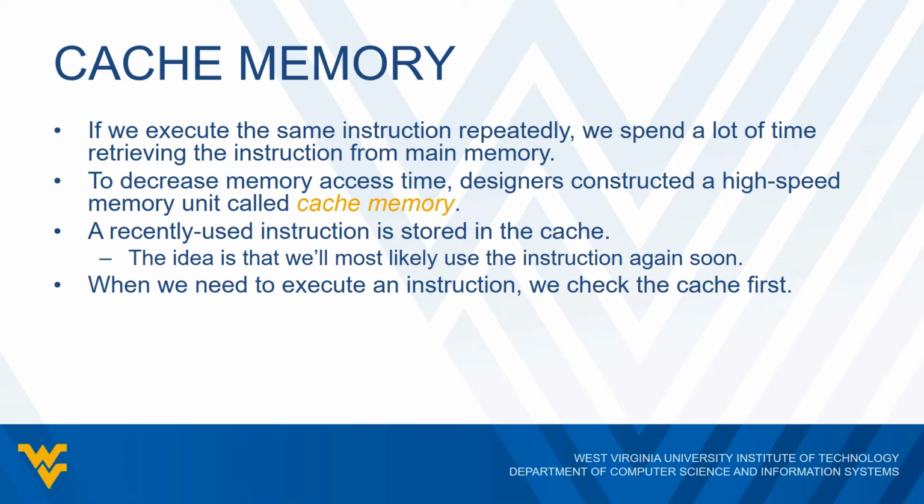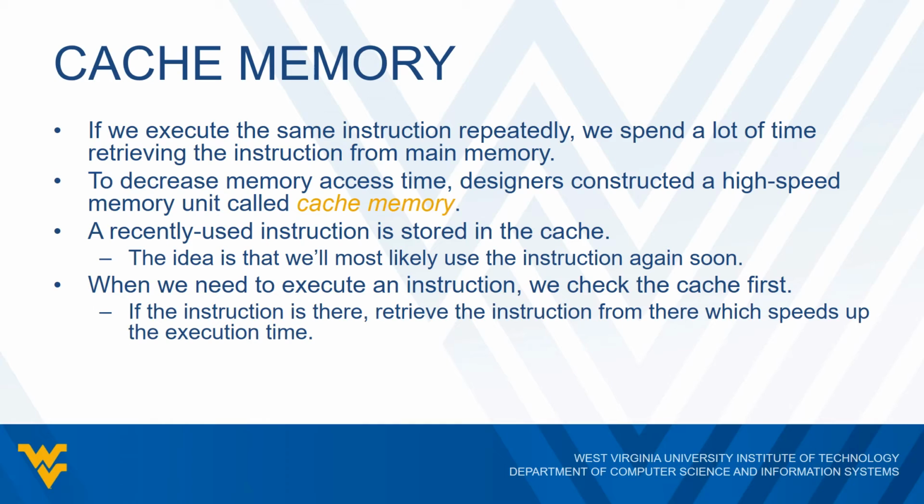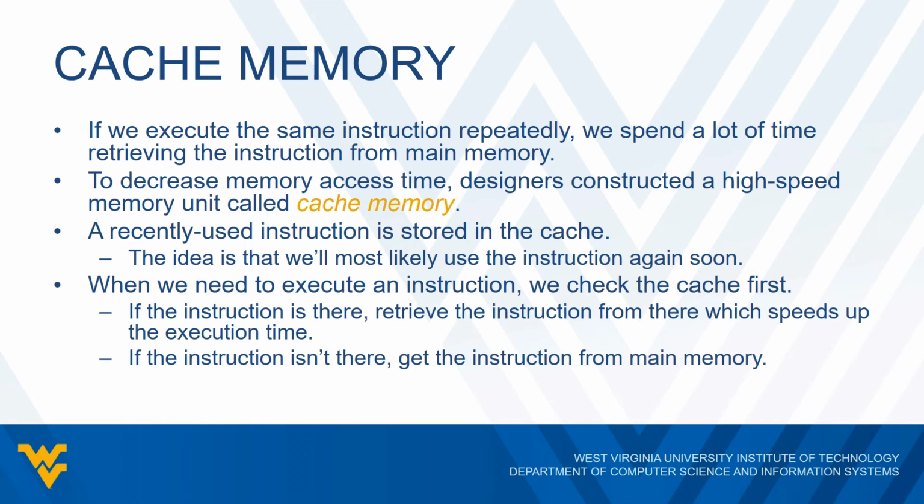So the idea is that whenever we execute an instruction, we'll check the cache first. And if the instruction is there, then let's just go ahead and grab the instruction from that cache. And like I said, this is going to be a lot faster to access than main memory is, so it speeds up our execution time. Now, if it's not there, then we'll just grab the instruction from main memory. And you might think, well, do we lose some time by checking the cache first? Maybe just a little bit, but the amount is so insignificant that it doesn't really hinder the performance of our programs. So it's perfectly okay to check the cache first.